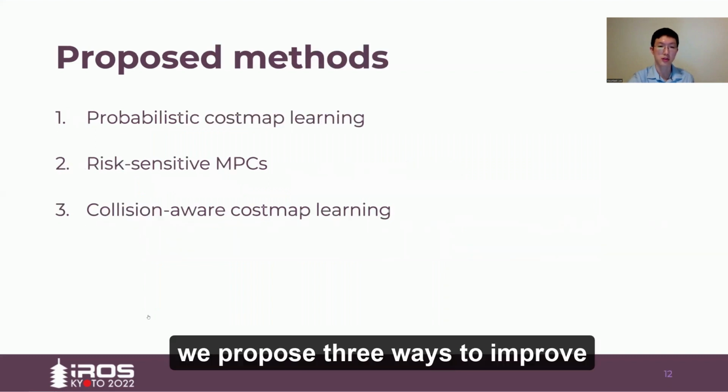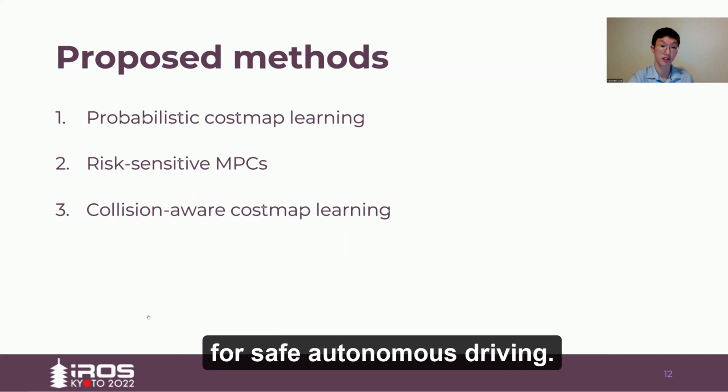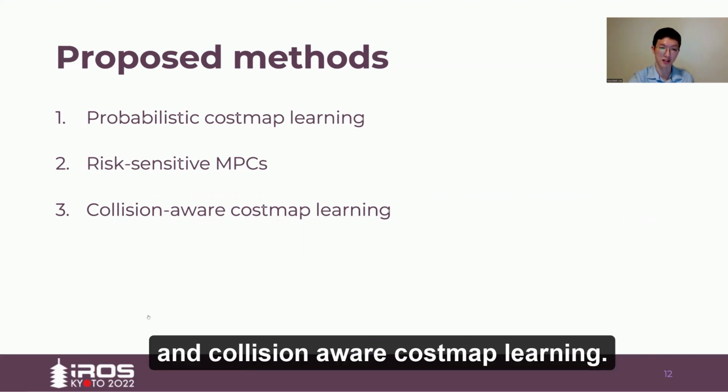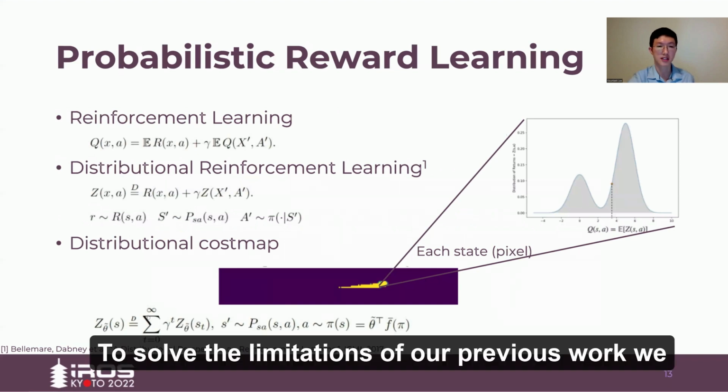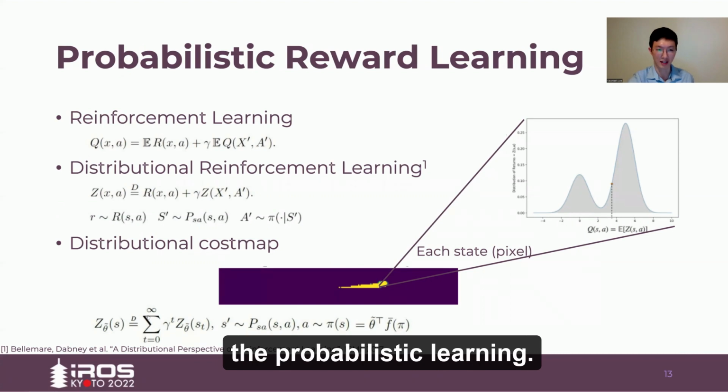In this work, we propose three ways to improve our previous work in a more risk-sensitive formulation for safe autonomous driving: probabilistic cost map learning, risk-sensitive MPCs, and collision-aware cost map learning. To solve the limitations of our previous work, we first incorporate the notion of probabilistic learning.